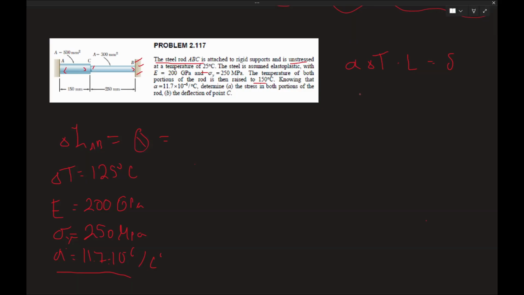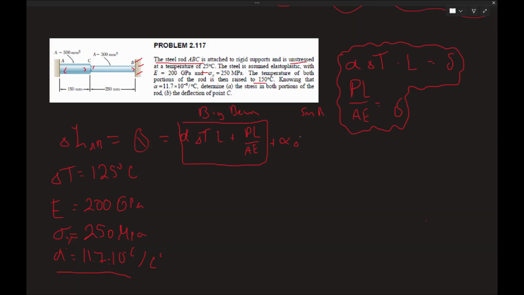So essentially, remember, PL over AE is equal to change in size, right? So let's do the big beam and the small beam. These are the equations. For the big beam, you've got the change in length due to the change in temperature, plus the change due to forces and strains, the walls holding back, right? That's the big beam. And plus the displacement of the small beam, which is essentially the same equation, but I'll write it out anyway: alpha delta T L plus PL over AE.